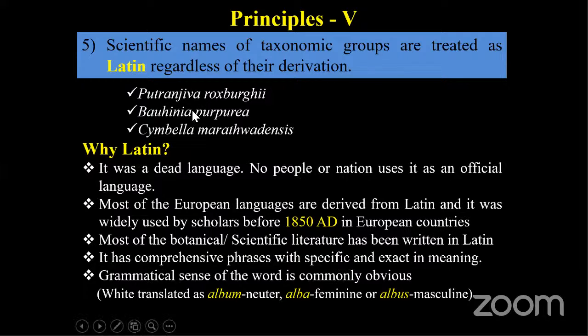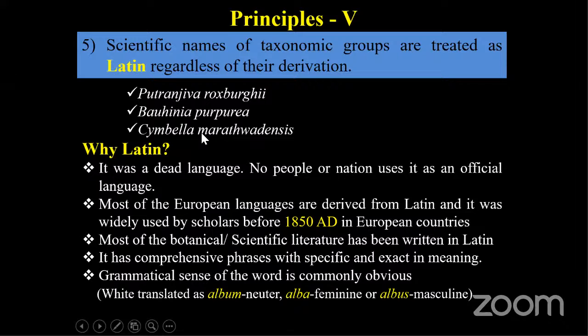Likewise, Bauhinia purpurea: on the name of Caspar Bauhin, the name has been given to Bauhinia. Purpurea means it is actually converted into Latin. Then Simpelia marathwadensis. Actually, this name is of an algae, a diatom, which is mainly present within the Marathwada region, and that's why the name Simpelia marathwadensis has been given to this diatom. So Marathwada has been converted into the Latinized form marathwadensis.